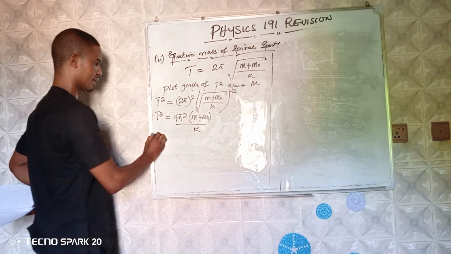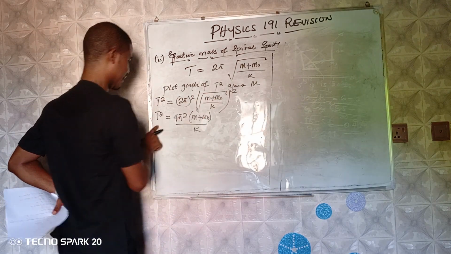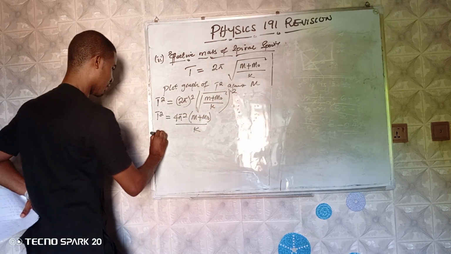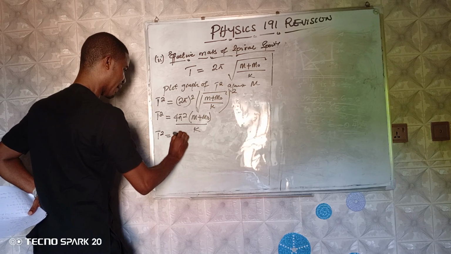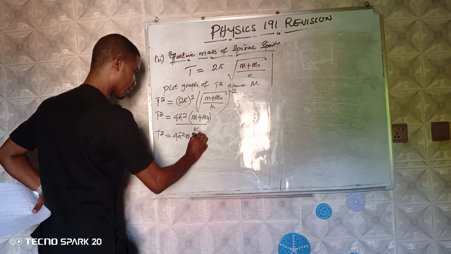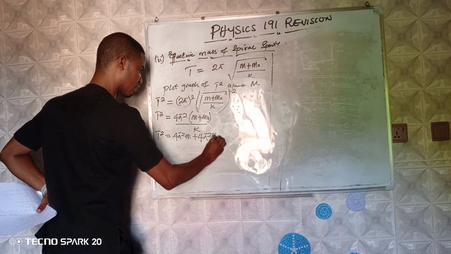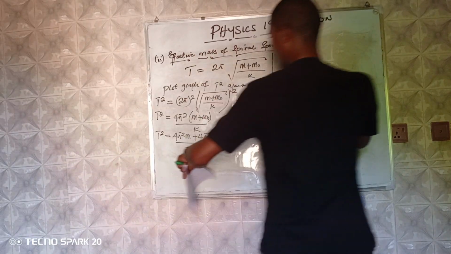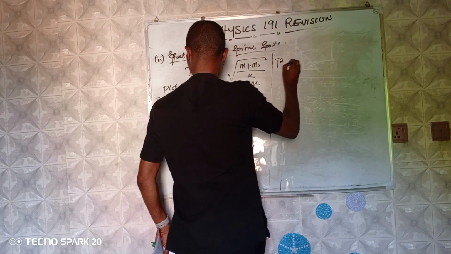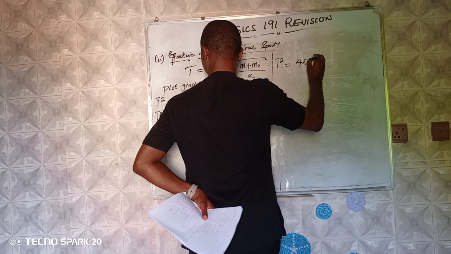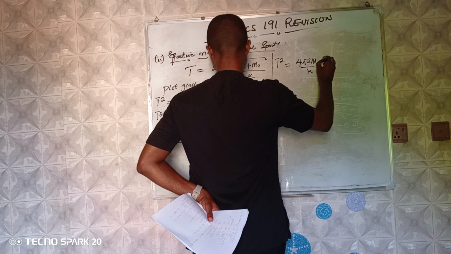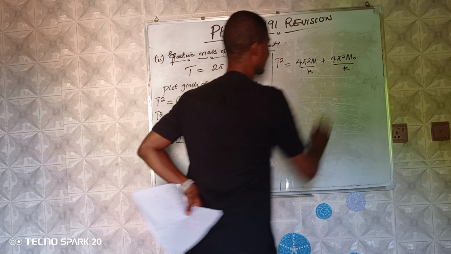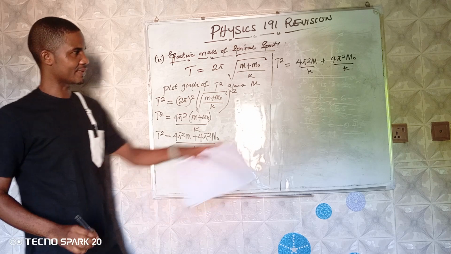Now, since I'm plotting a graph of t squared, which is already here so I don't need to move it, against m. So m is here. This becomes t squared equals 4 pi squared m plus 4 pi squared mo over k. I take us to this side. This thing becomes t squared equals 4 pi squared m over k plus 4 pi squared mo over k. I believe you remember that this and this are the same.